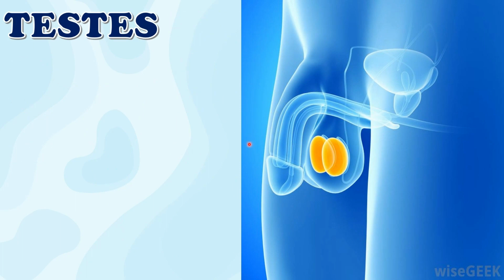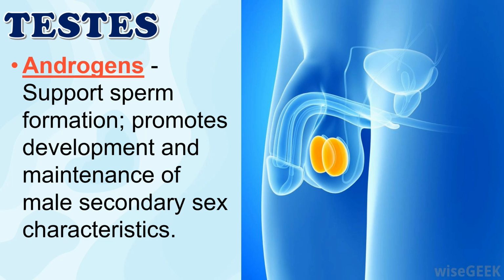Next is the androgens or yung sa ating testes. Yan, it supports the sperm formation, then it promotes development and maintenance of male secondary sex characteristics. And in addition, meron tayong tinatawag na testosterone that is responsible for the production or formation of testes and also of prostate glands. Then, meron ding prostate glands sa ating testes. So, nag-help po dun sa ating testes.